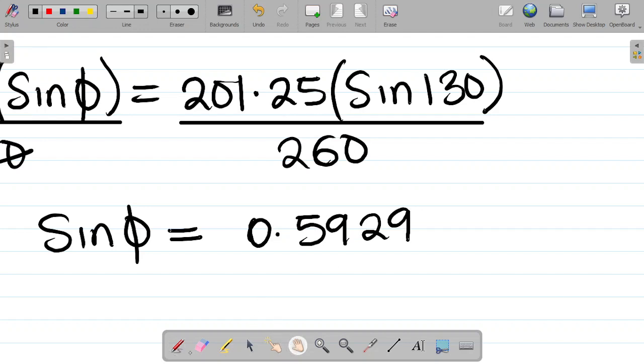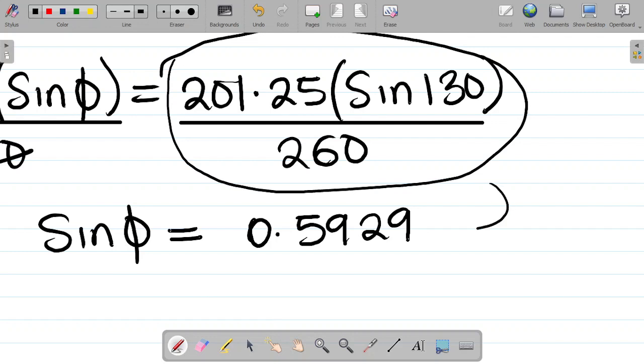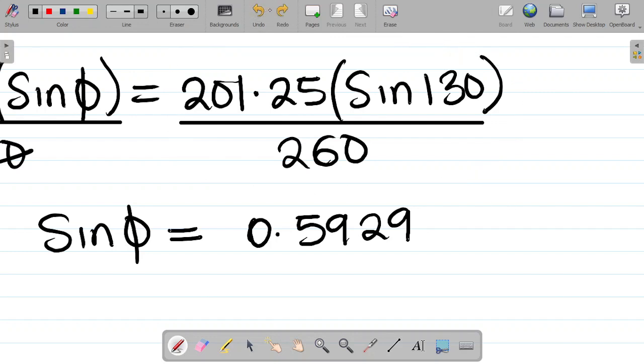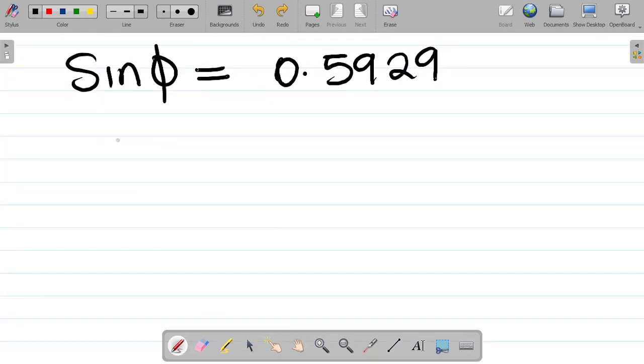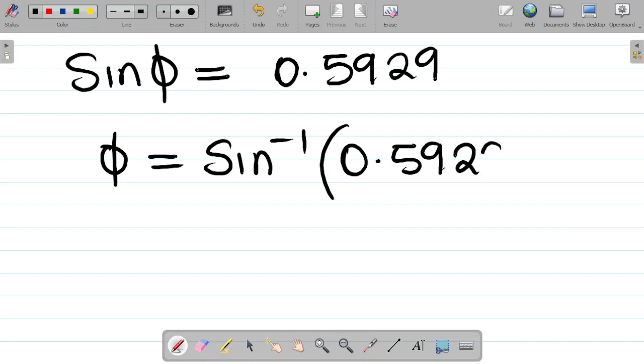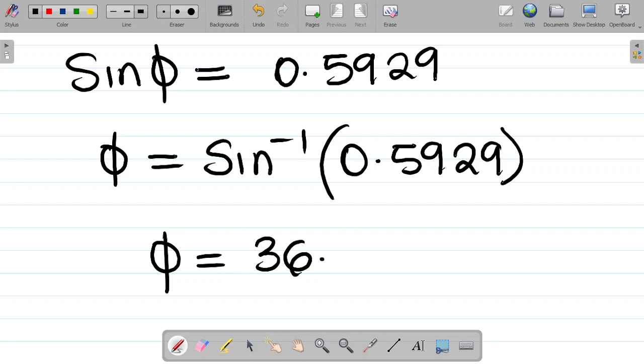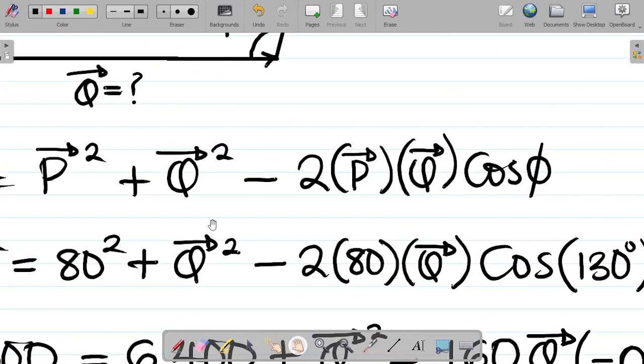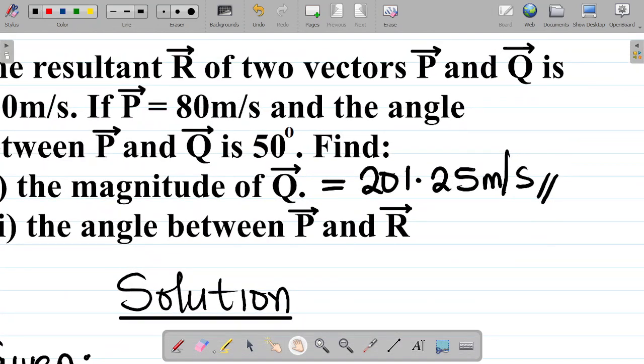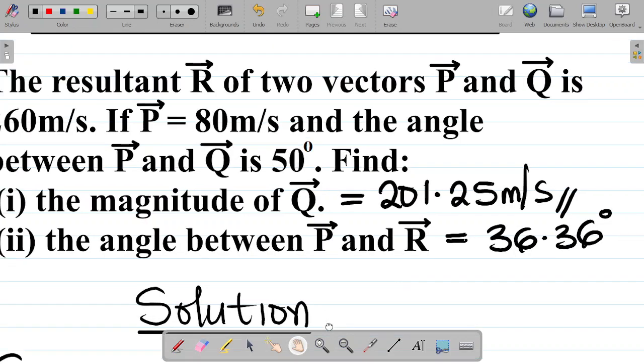So if you punch all of this correctly, your answer should give you 0.5929. That will be your answer. To get the value of phi from here, obviously I will take sine inverse. So phi is sine inverse of 0.5929. Punching this, my answer gives me about 36.36 degrees. So phi, the angle between P and R, is equal to 36.36 degrees. That's your value, and this becomes the answer to the question. So going back, the angle between P and R is equal to 36.36 degrees. This is how we solve this particular question.